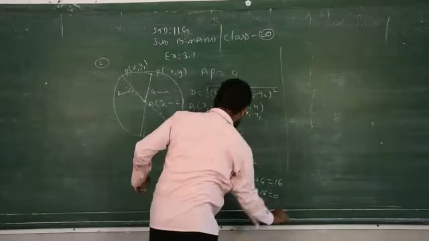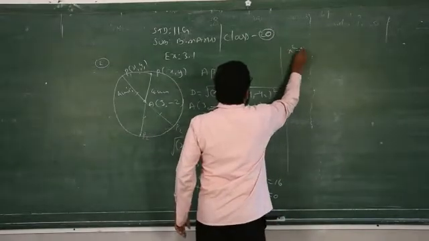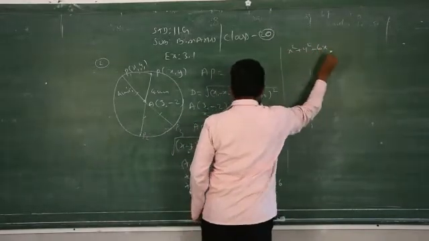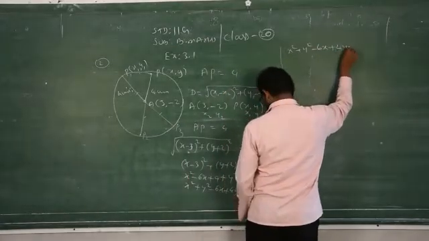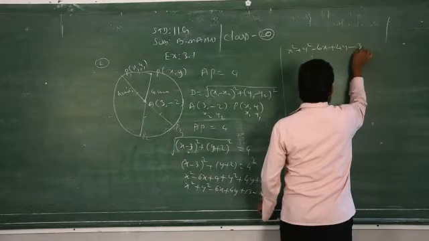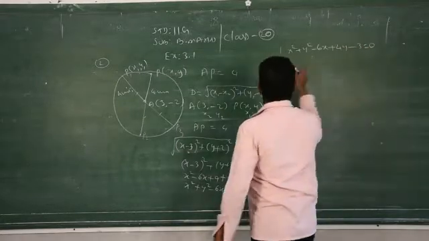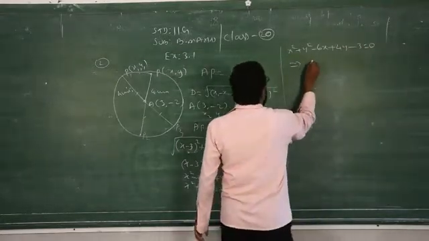So what will be the final answer? x square plus y square minus 6x plus 4y plus 13 minus 16, that is minus 3, is equal to 0. So that's all. This represents a circle.